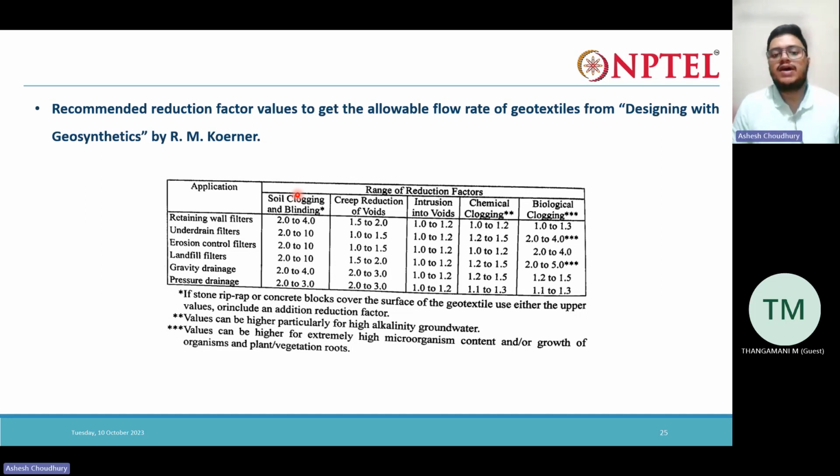As I was saying, there are five types of reduction factor. One is the soil clogging and binding. Then you have the creep reduction of voids and intrusion into voids, chemical clogging, and biological clogging. These are the five types of reduction factor that we need to use, and the range of these values varies with the application. So just an approximate value data is given.